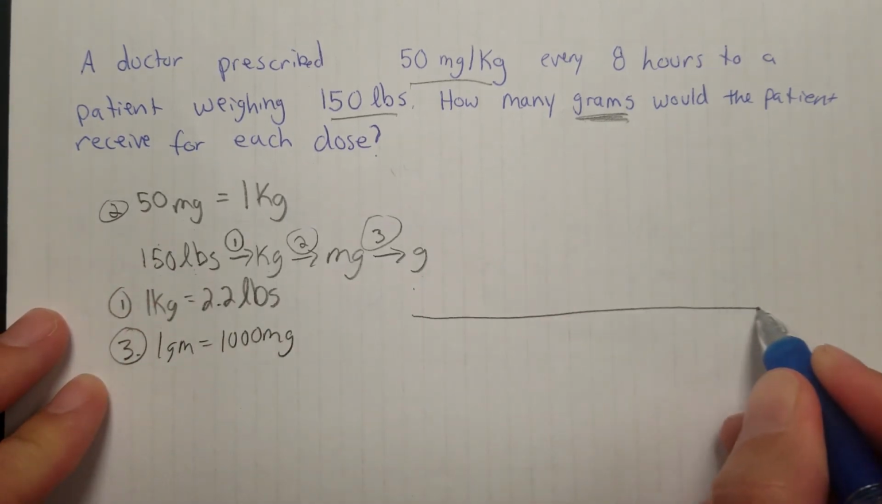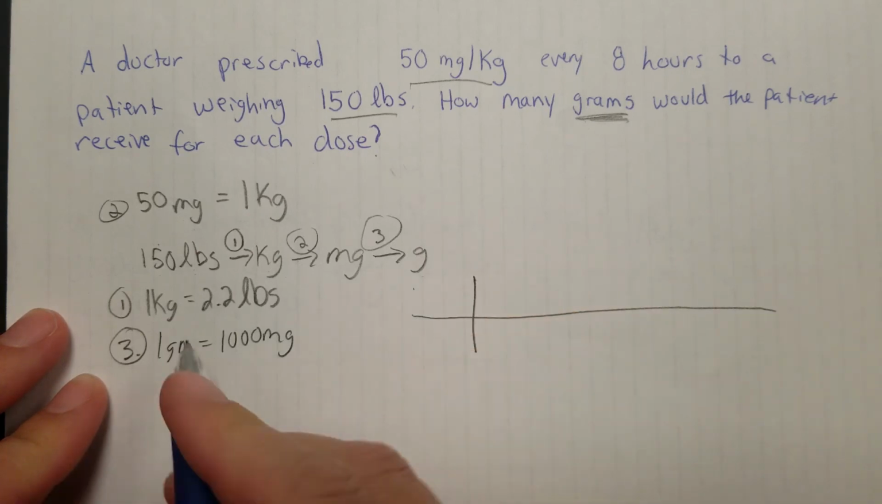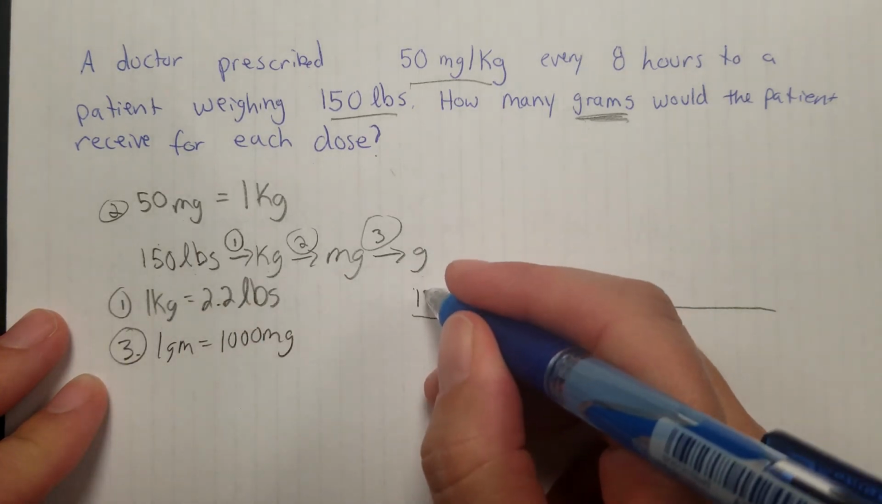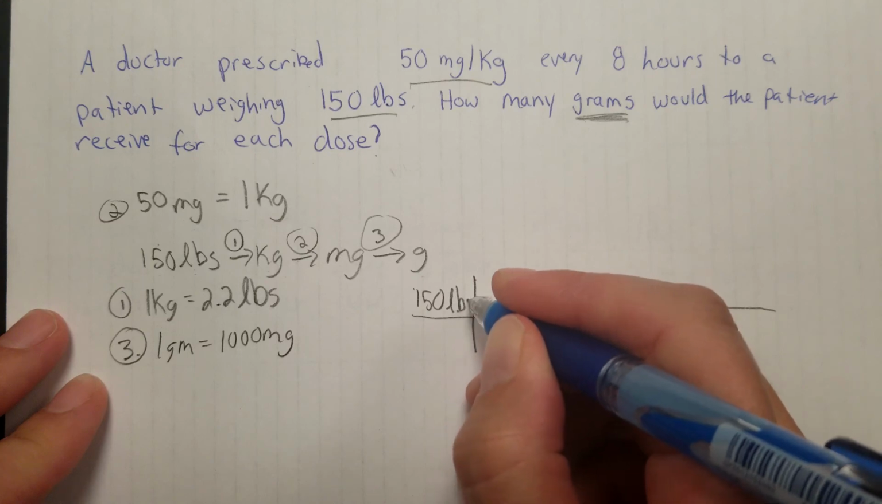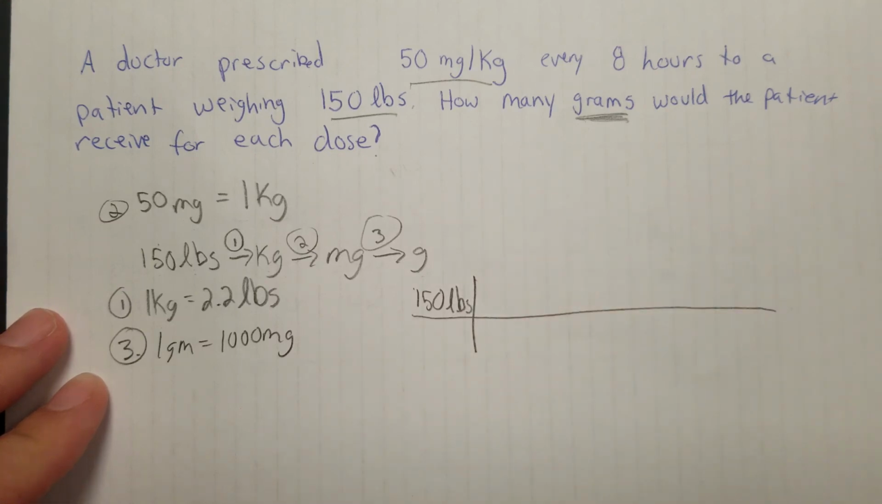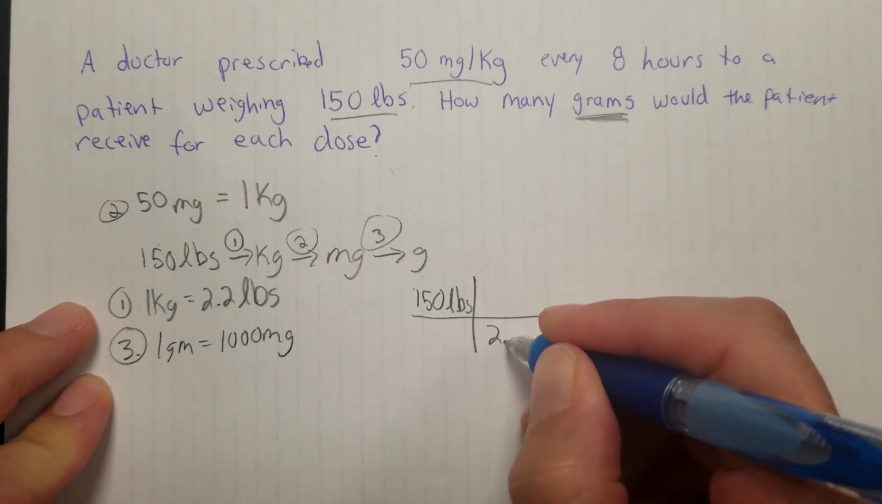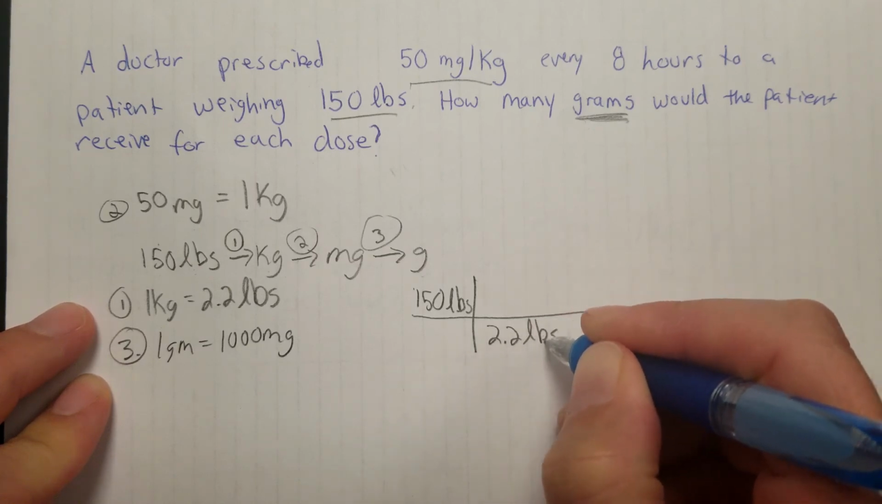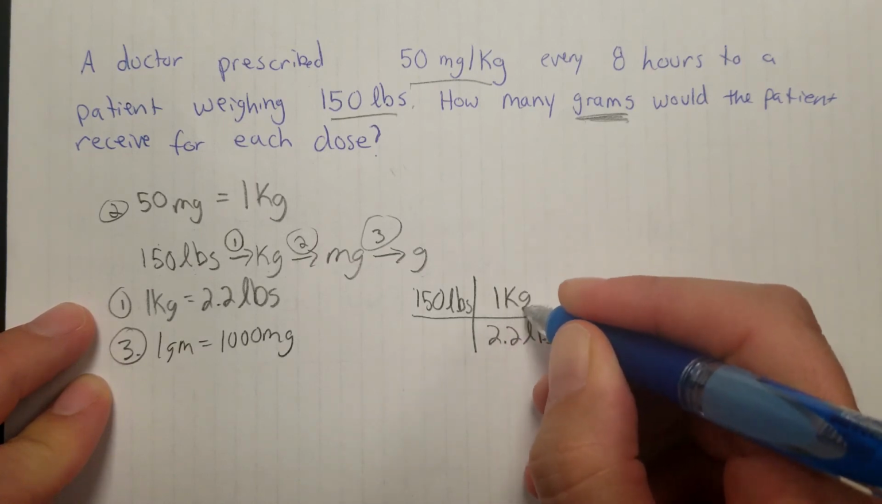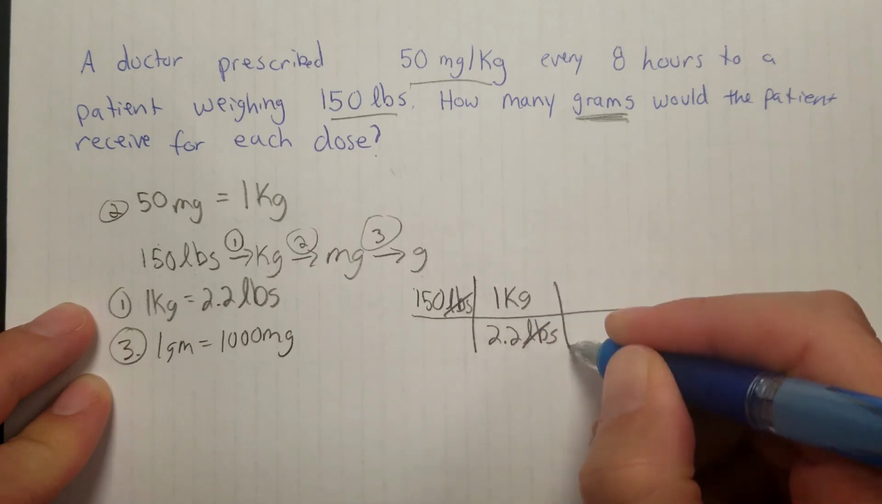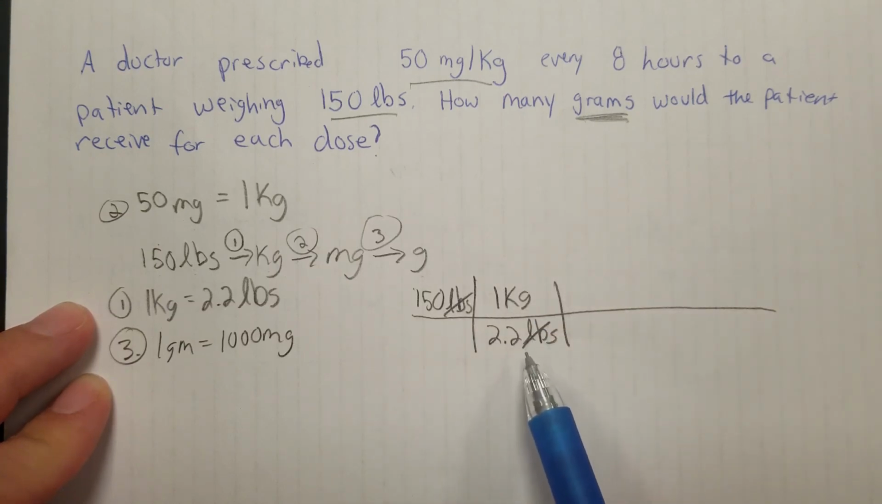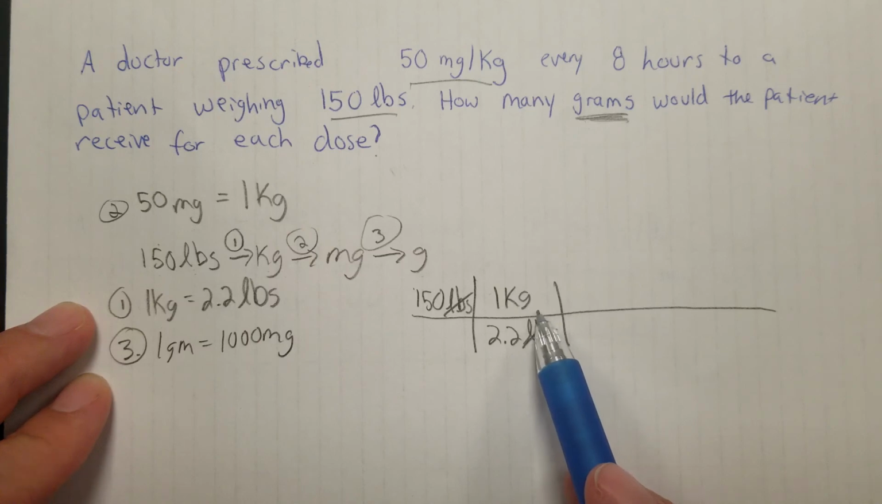Start my railroad tracks. It's going to be a big one. I start with the 150 pounds, the weight of the patient, because I'm trying to figure out, based off their weight, how much medication I need to give them. So I'm going to start with the first conversion factor, putting the pounds on the bottom, because I want to get rid of pounds. I need it in kilograms in order to administer the correct dose. So this is step 1. If I stop here, I'll now be in kilograms.